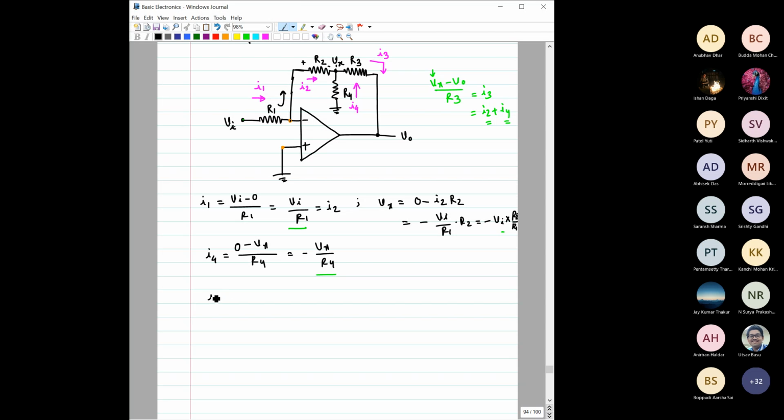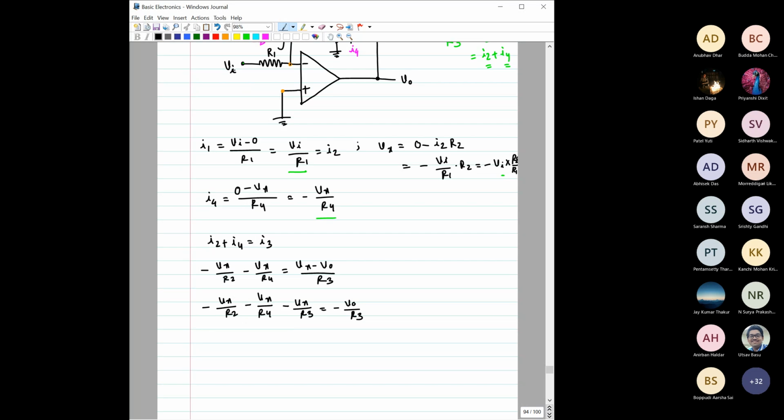So from here we can write I2 plus I4 is equal to I3, right? Let me write all the steps again. What I am doing is writing everything in terms of Vx, and taking all the Vx to one side so that I can replace this Vx in terms of Vi later on.